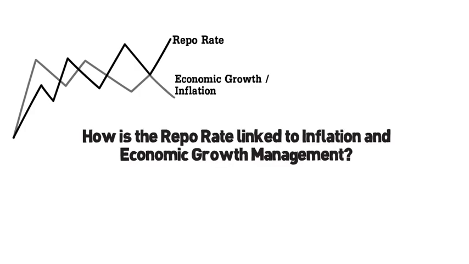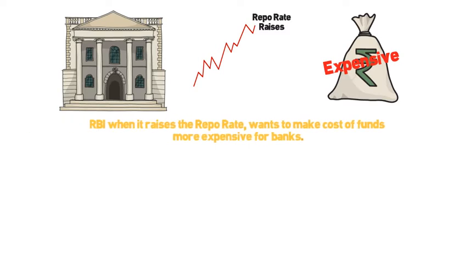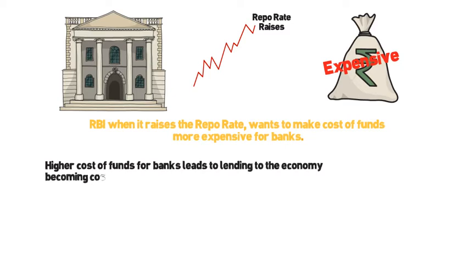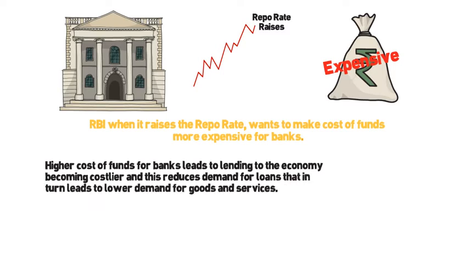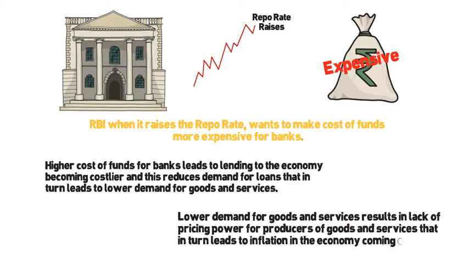How is repo rate linked to inflation and economic growth management? When RBI raises the repo rate, they want to make the cost of funds more expensive for banks. A higher cost of funds for banks leads to lending to the economy becoming costlier, and this reduces demand for loans, which in turn leads to lower demand for goods and services. Lower demand for goods and services results in a lack of pricing power for producers of goods and services, which in turn leads to inflation in the economy coming off.